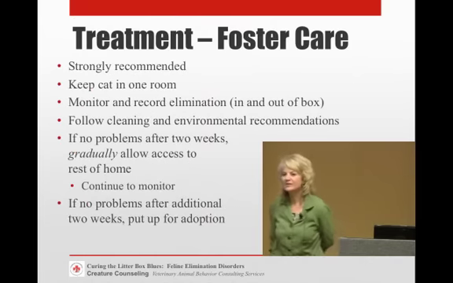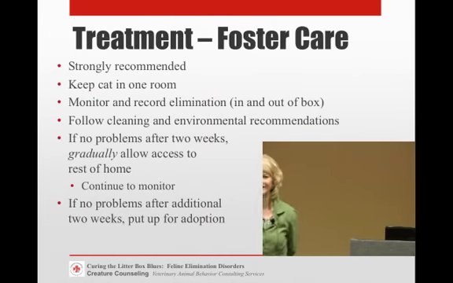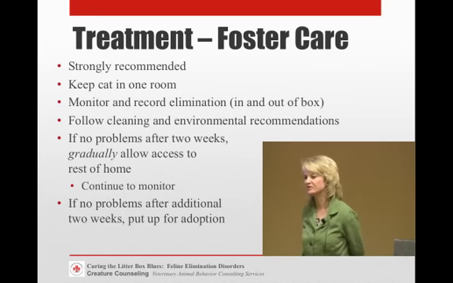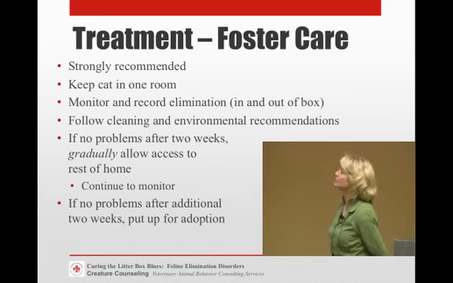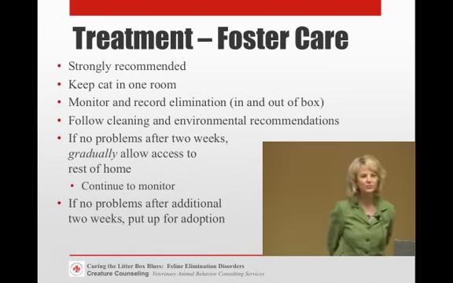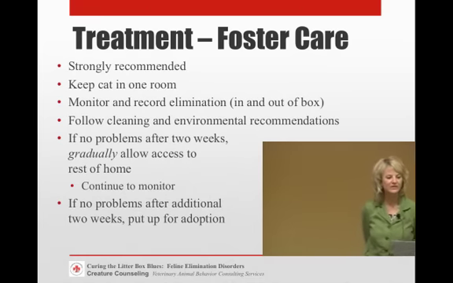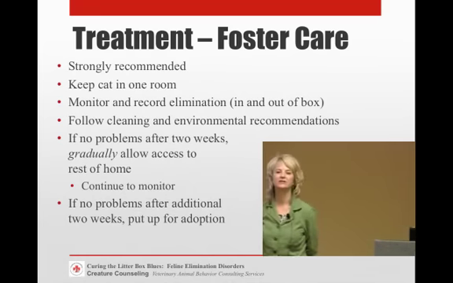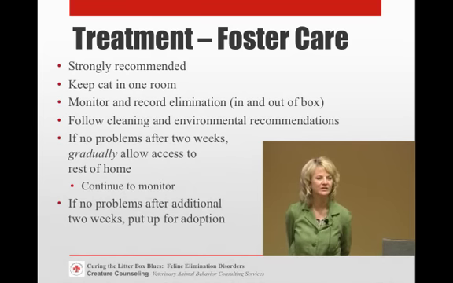And as far as treatment is concerned, just like everything, right, guys? Foster care is the best, if at all possible. Try to get them in a foster environment. Typically what we recommend is monitoring their elimination, where it's done, what time of day, and what the issue is, while they follow the standard cleaning recommendations: scooping every day, scoopable litter, a bigger litter box, all those kinds of things.